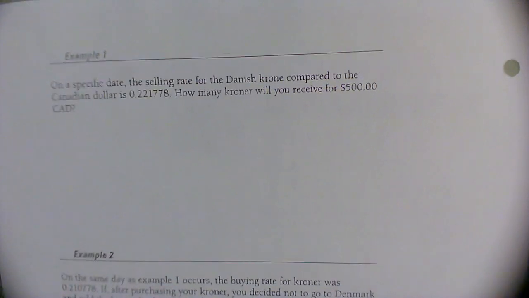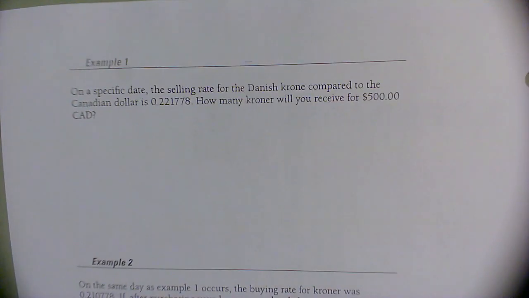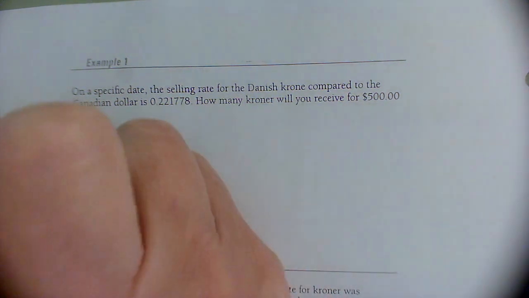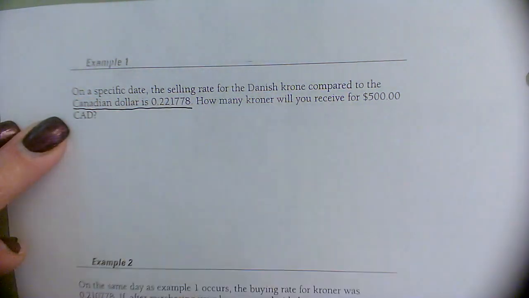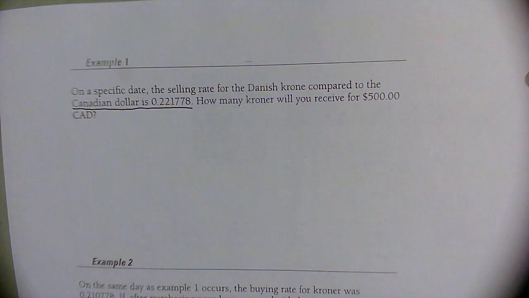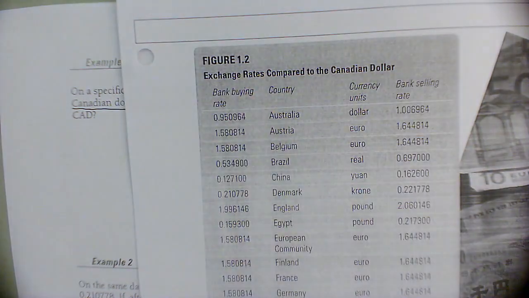So it says, on one specific date, the selling rate for a Danish krone compared to the Canadian dollar is 0.221778. So every single time it tells you what it is worth in a Canadian dollar. So this chart is all Canadian cash. This is all Canadian money.